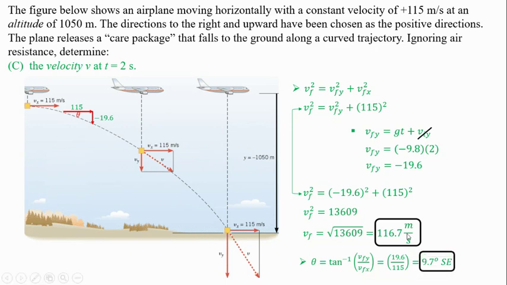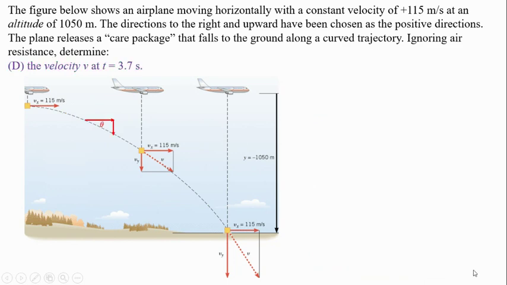So that's the velocity. The velocity has to have a magnitude and a direction. All right, now let's do D. Part D asks us to find the velocity at 3.7 seconds, okay? So here in the diagram, again, I've just provided a visual for you. To find the velocity, you need the Vx and you need Vy, or Vfx and Vfy. Here, we already know what Vfx is, which is 115. We don't know what the vertical is, so let's go ahead and use the same strategies as last time.